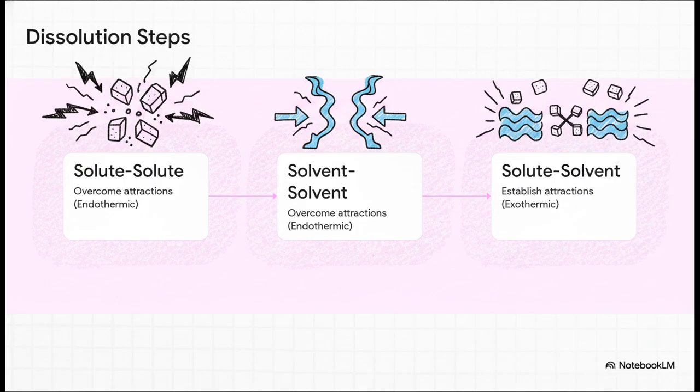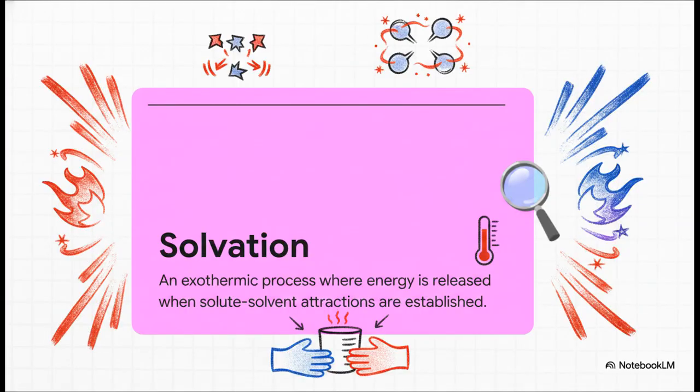But step 3. This is where it gets interesting. The solvent molecules rush in and surround the solute particles. They establish brand new attractions. Forming these new bonds actually releases energy, meaning this final step is exothermic. And that brings us to an absolutely crucial definition: solvation. Solvation is that highly rewarding exothermic third step where energy is released as the solvent embraces the solute.